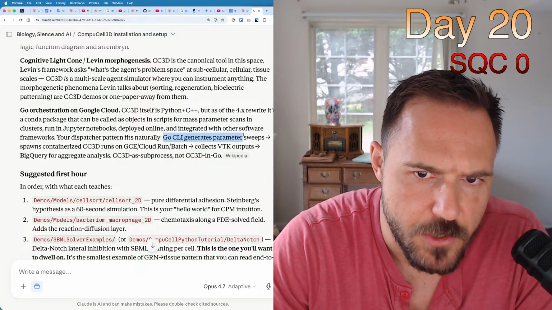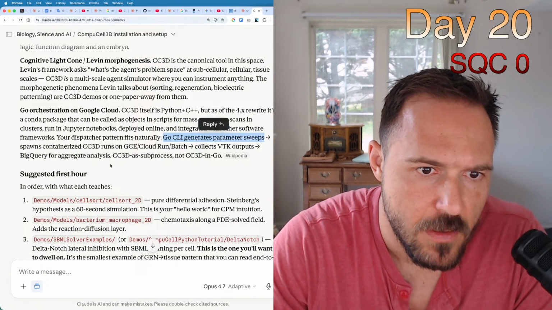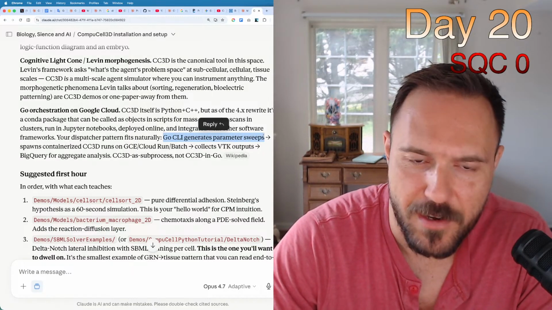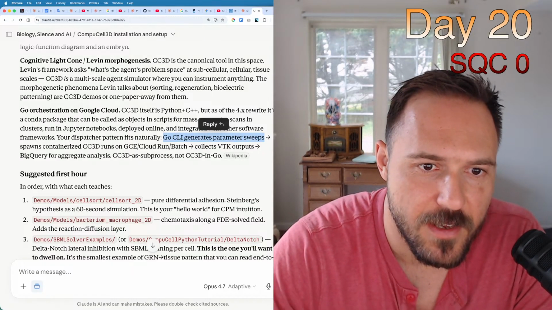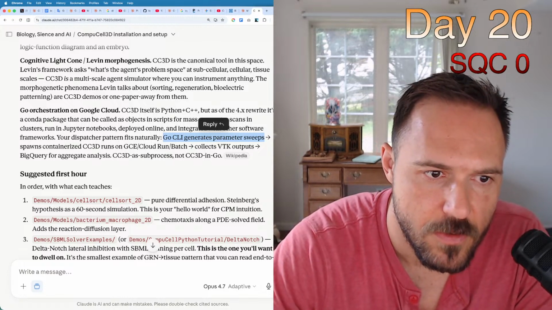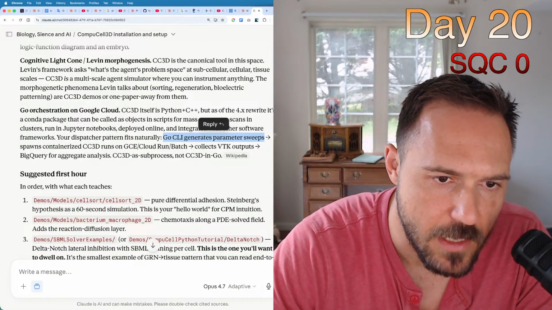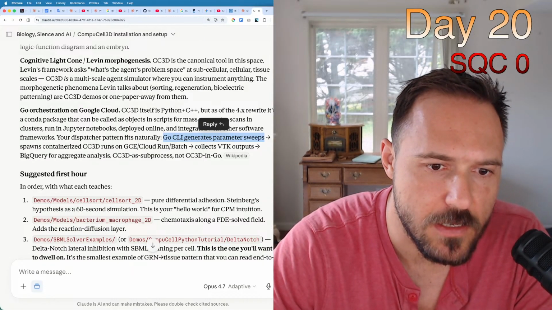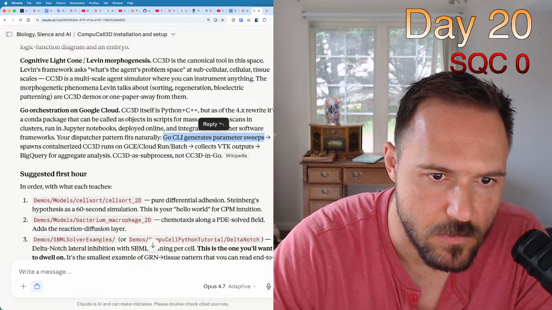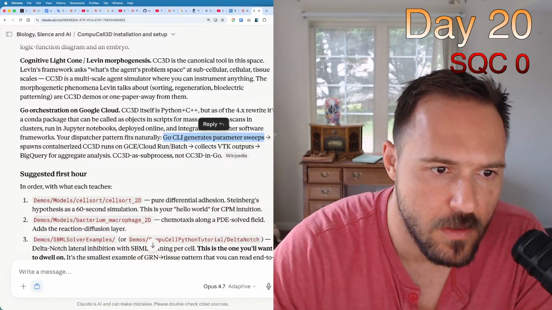Your Go CLI generates parameter sweeps. Like, I don't want to just write a Go program that generates a bunch of parameters and then use that simulation. I'm very interested in writing the simulation itself, but I'm trying to figure out, is it needed for this world, or are there tools already available?